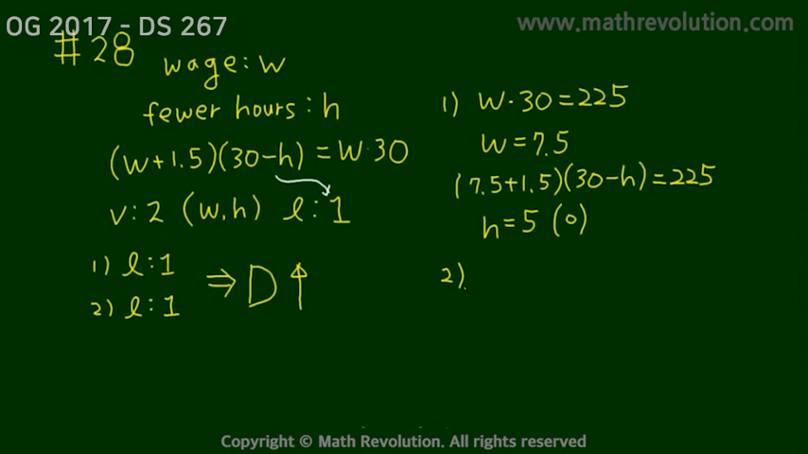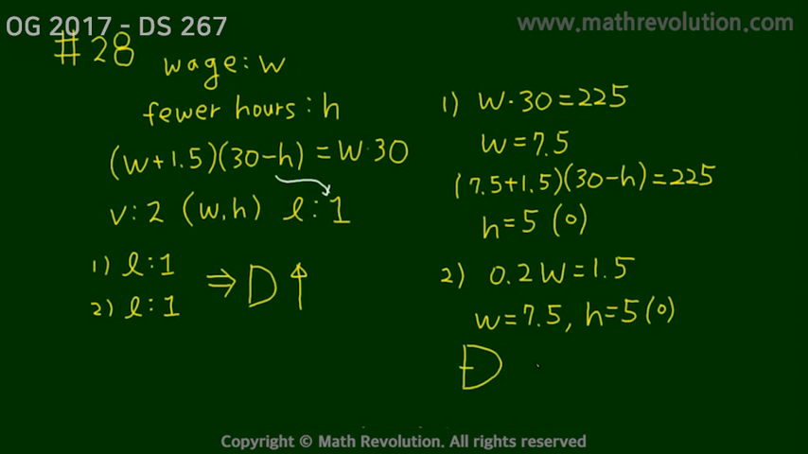What about condition 2? In condition 2, we have 0.2W, that's 20% of the wage, equal to $1.5. So it tells us that the wage is 7.5, and again, the hours decrease is 5, and so condition 2 is sufficient by itself as well, and D becomes our answer. This sort of problem-solving approach is called the variable approach method, and nowadays it's the most effective way to reach a correct answer in the DS section of GMAT Math.